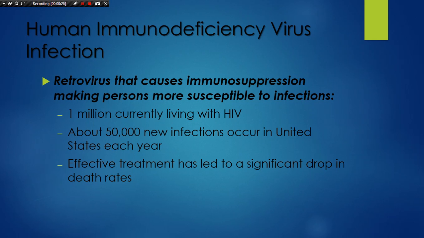Historically, in North America, HIV has been more prevalent amongst homosexual men. However, increasing numbers of new HIV infections are occurring in women, people of color, people who live in poverty, and young adults.